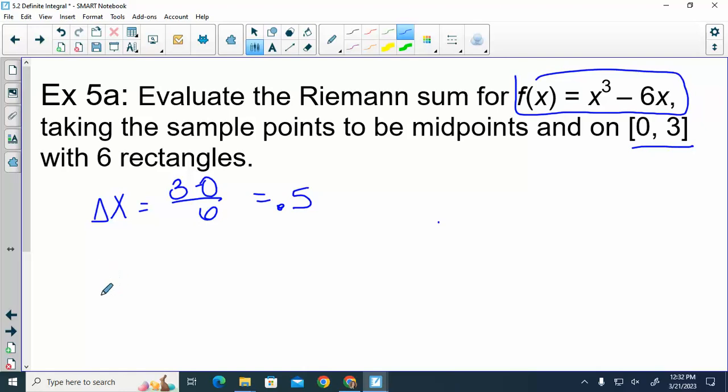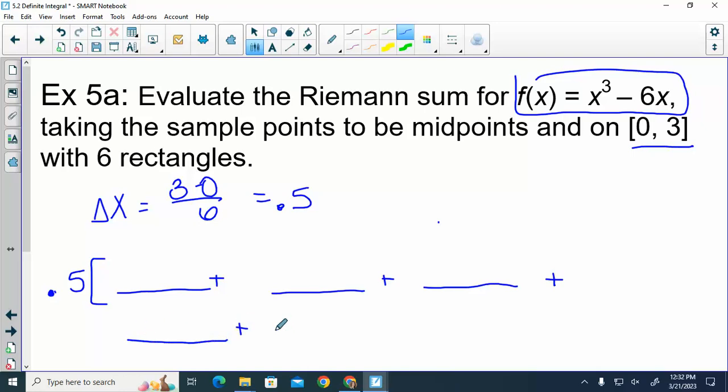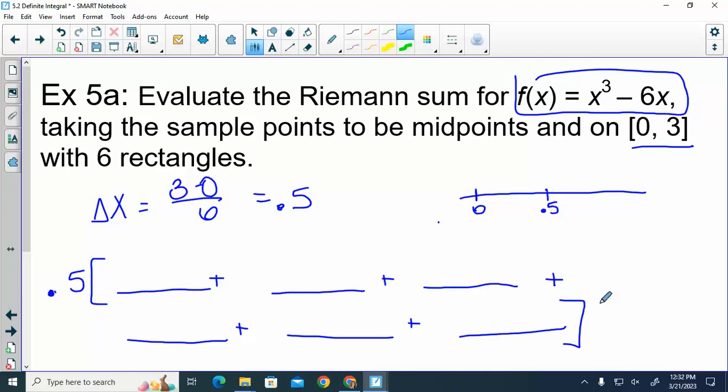Okay, got it. So if we are going to estimate this, we're adding up 6 things. The width of all of these will be 0.5. And so basically we just have to add up all of our heights, right? And we get those heights by plugging numbers in to the equation. So think about this. We're starting at 0. My change in x is 0.5. If I asked you for a left-hand sum, what would be the first x value you plug in? 0. If I asked you for the right-hand sum, what would be the first x you plug in?